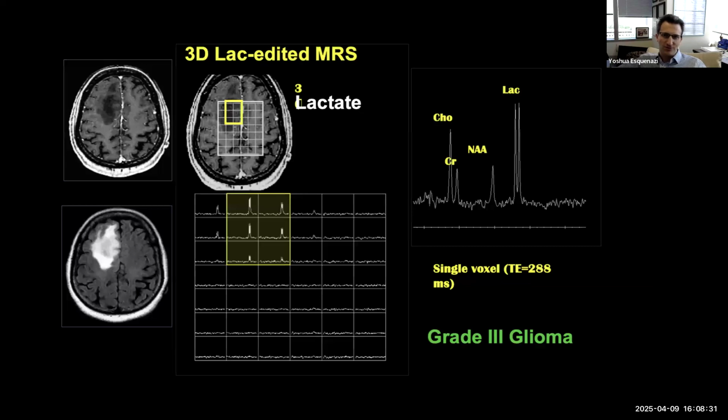Thank you. This was great. In terms of the spectroscopy, is there a size limit for a lesion that is too small that may not be worth doing it? Or can you comment on that?